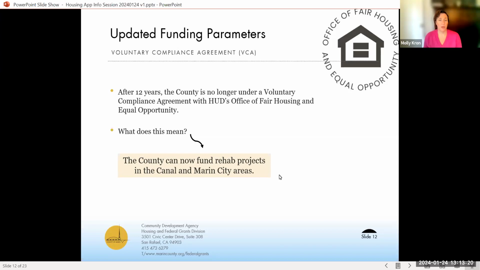We're not able to fund new construction in these areas because these funds are intended to increase access to affordable housing in communities that are not impacted, that have access to resources and opportunities.